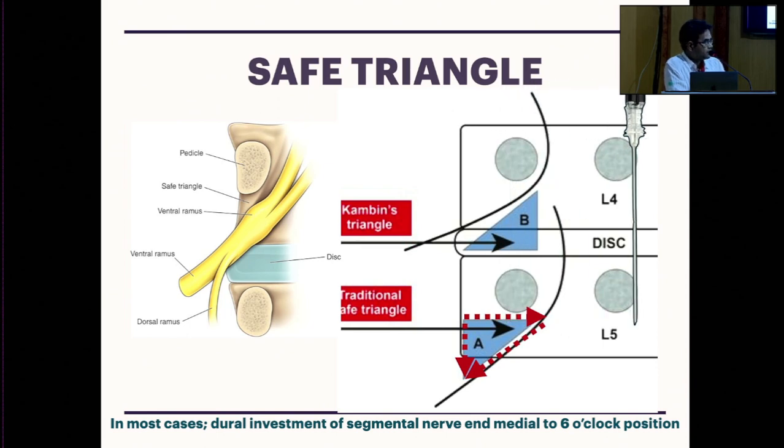Second is Kambin's triangle. Obviously, this is the infraneural approach. You can see the disc is there. The medial border is formed by the vertebral end plate and the vertebral border. Then the lower border is the pedicular line, and the third border, the hypotenuse, is formed by the nerve root itself. This is basically the same approach we normally use for disc injection. Exactly this position is used for disc injection or any disc procedure. So that is why this approach sometimes has the risk of entering into the disc.